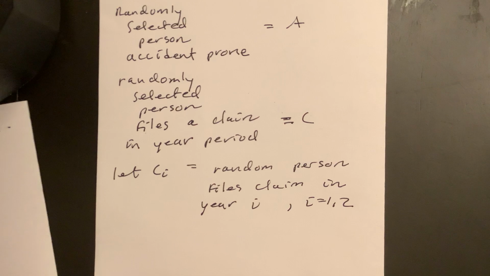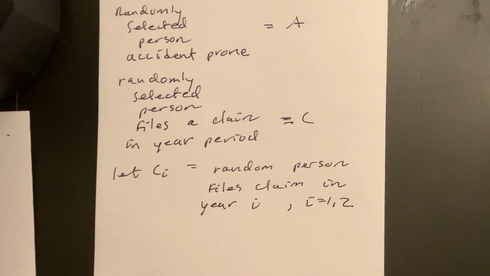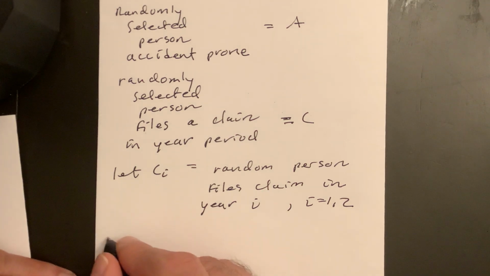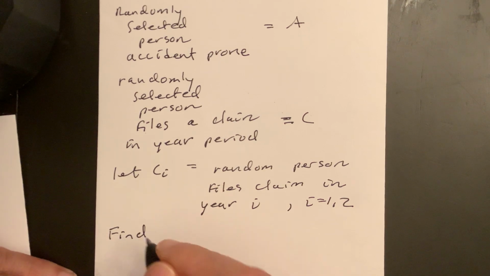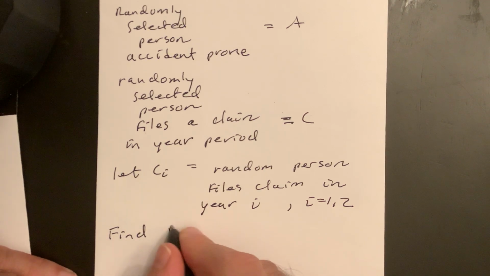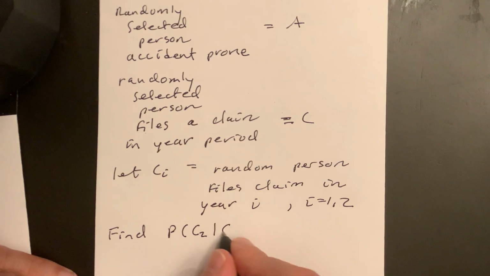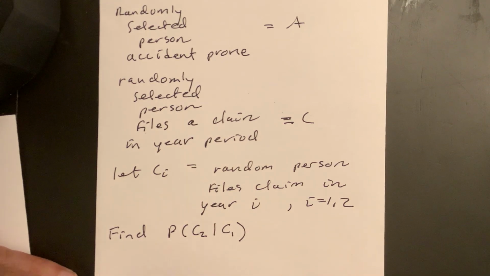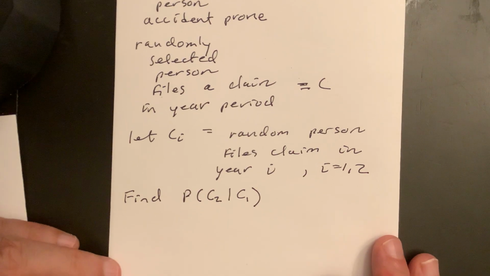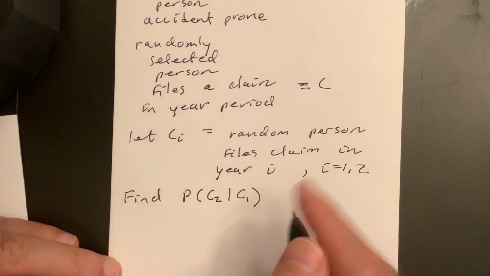Okay, so I'm going to keep track, say, starting now for the next 2 years. Or you could think of it as last year and next year. So C1 was last year and C2 is this year, but it doesn't matter. We'll just think of them as successive years. Then suppose we are interested in the probability that someone files a claim, so find the probability of C2 given C1. You don't really know if they're accident prone or not, but you know that they filed a claim or didn't file a claim.